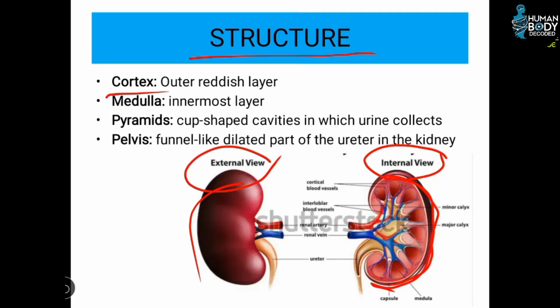Now, let's move on to the pyramids. You can see these cup-shaped structures here. These are actually cavities, and they are called pyramids. All these pyramids converge at a central area, called the pelvis, which is the funnel-like part of the kidney. The pelvis then connects to the ureter.